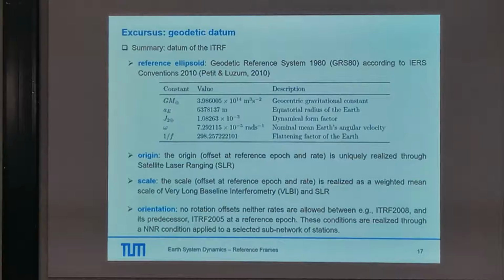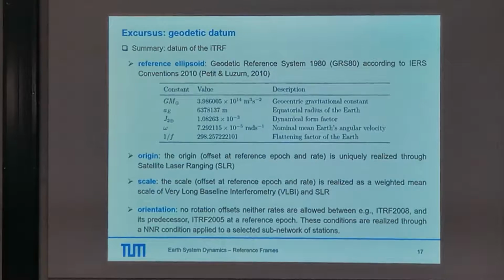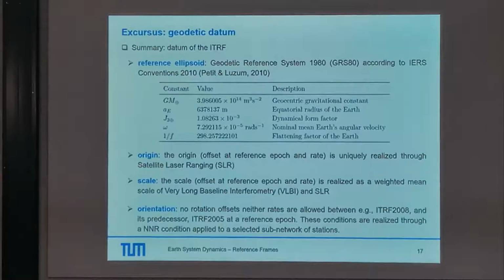But VLBI is observing extragalactic quasars which are really stable in their position, and it's not observing the highly dynamic radio emitters like the GNSS or the DORIS satellites. Also leave it as it is. I will explain this when we come to the satellite techniques, why GNSS and DORIS are not suitable to realize the scale and the origin.